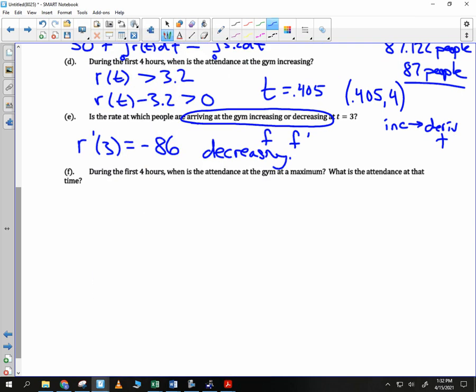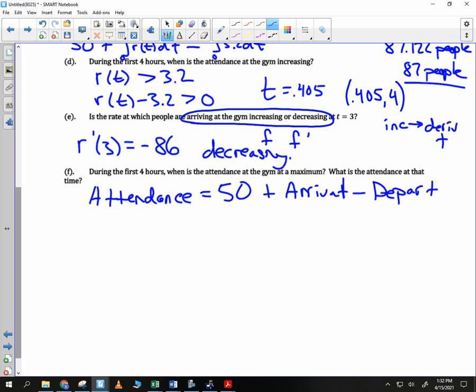But we said that the number of people, or the attendance, was equal to 50 plus the arrival minus the departure, right? So if we want to know the attendance, it's 50 plus the arrival minus the departure. It says, when is the attendance at a maximum? A maximum occurs when? At the top, when the first derivative changes from positive to negative.